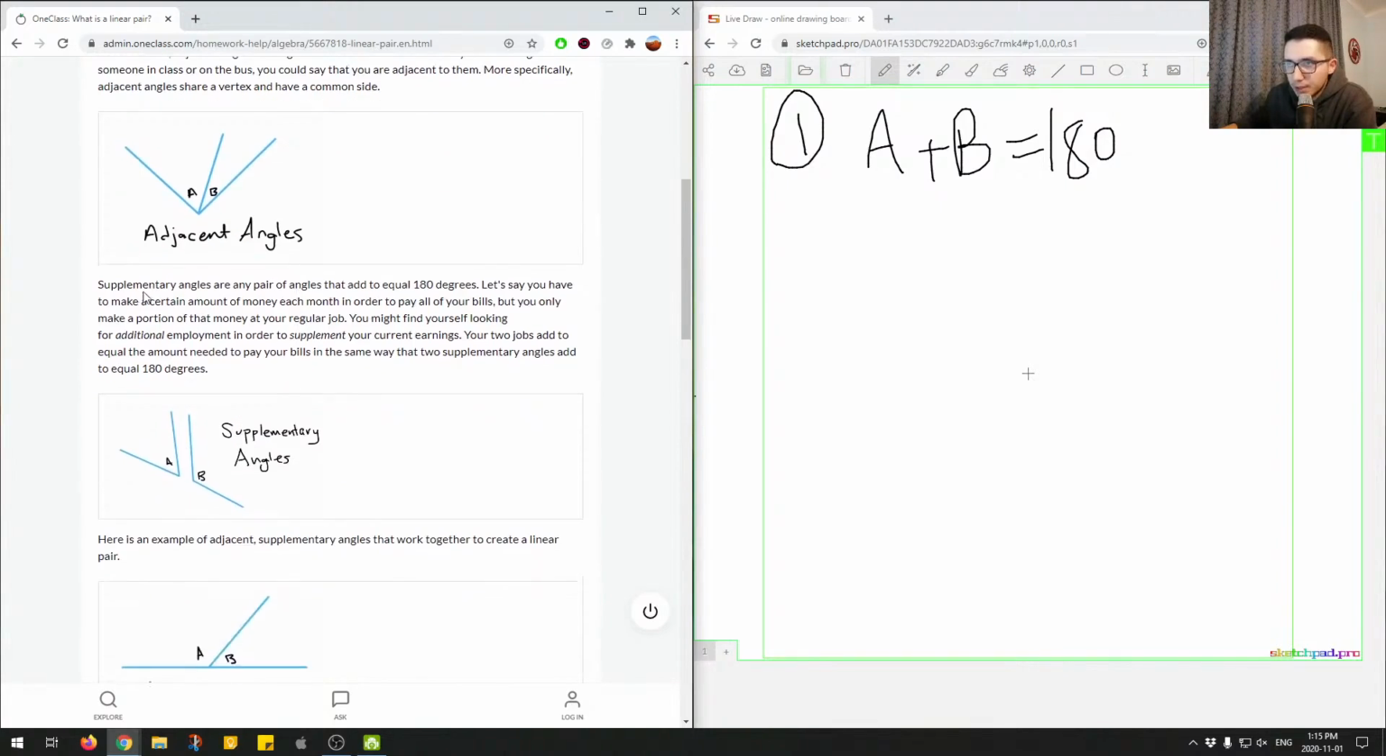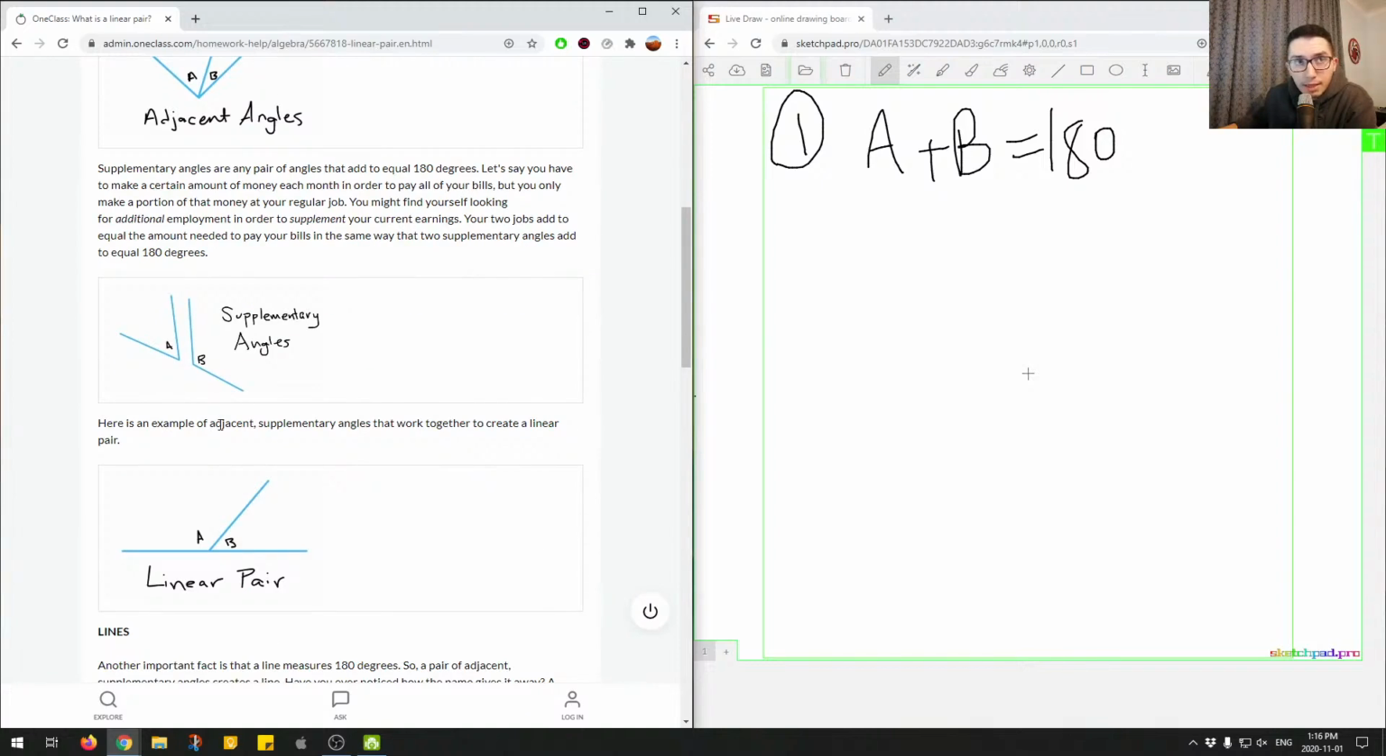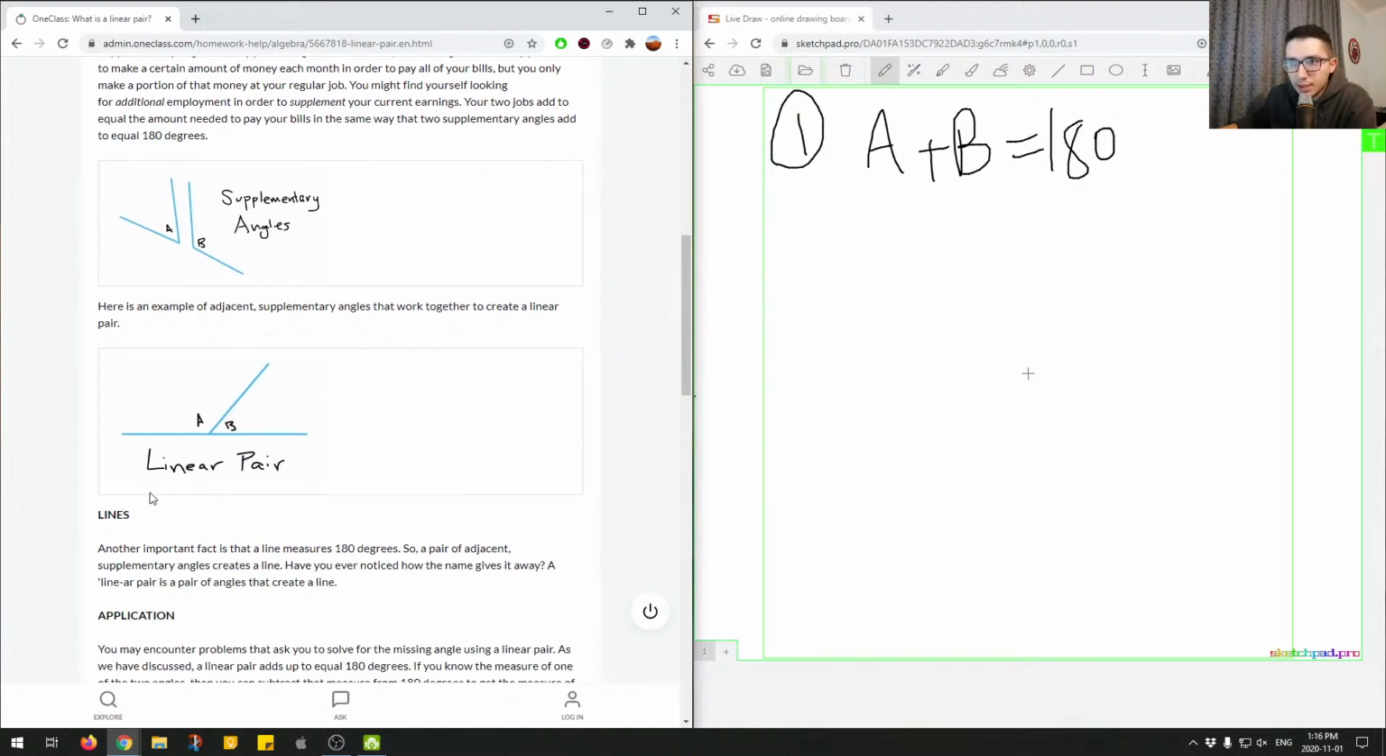Supplementary angles are any pair of angles that add up to 180 degrees. Let's say you have to make a certain amount of money each month to pay the bills, but you only make a portion of that money at a regular job. You might find yourself looking for additional employment in order to supplement your current earnings. So here they're giving you a metaphor of what supplementary angles represent: two angles that add up to 180 degrees. And then finally, the combination of these two definitions gives us the linear pair.